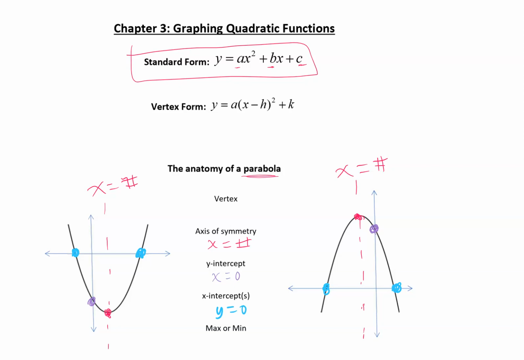The last thing we have here is the maximum or minimum. The maximum or minimum is always the highest or the lowest point. It's the y value of the vertex, because the vertex is always your highest point, like it is on this one, or your lowest point, like it is on this one. We'll practice finding both of those throughout this unit.